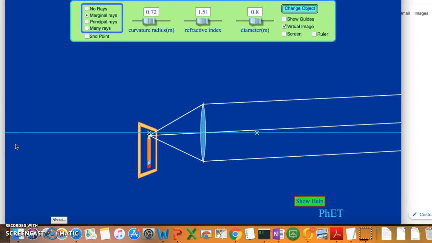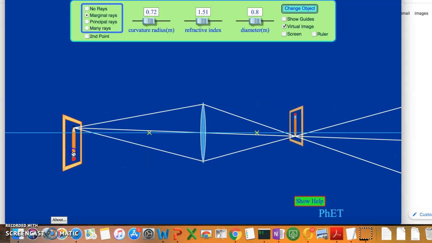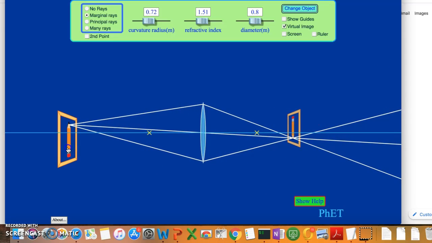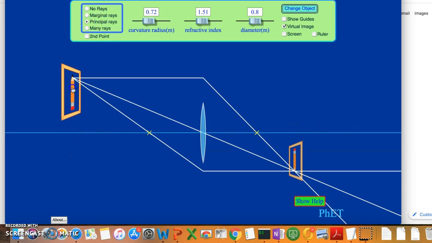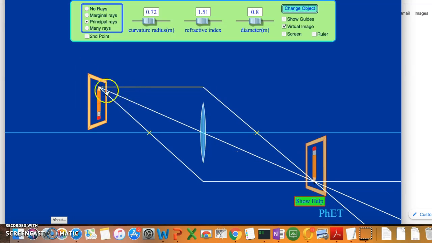Okay. Now, another thing that I would like to discuss is these principal rays, which are what we draw, right? So these are the 3 rays that we draw when we do ray tracing. You got one that starts parallel to the principal axis and goes through the focal point, one that goes through the focal point and comes out parallel to the principal axis, and one goes straight through the optical center of the lens.